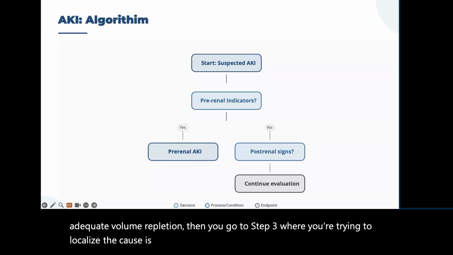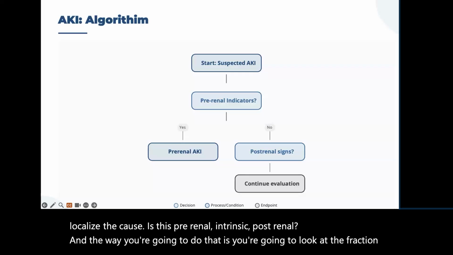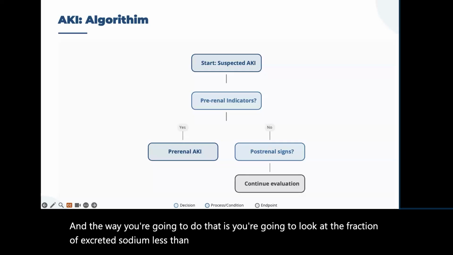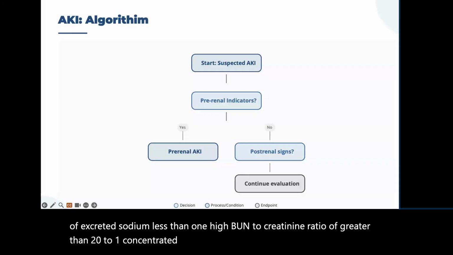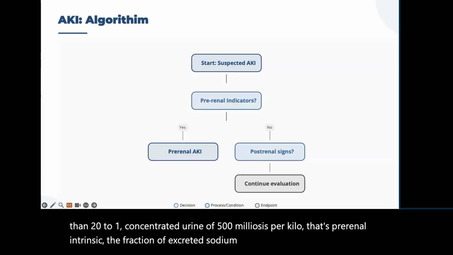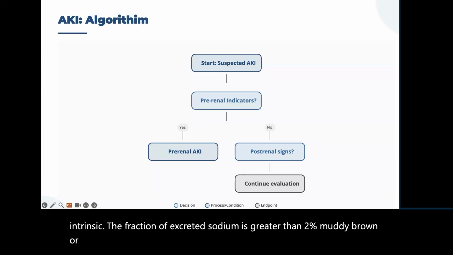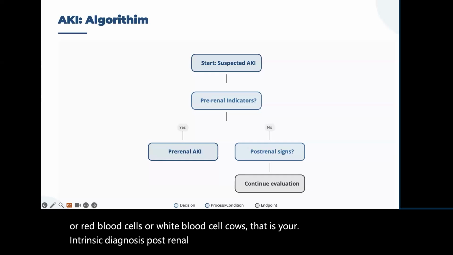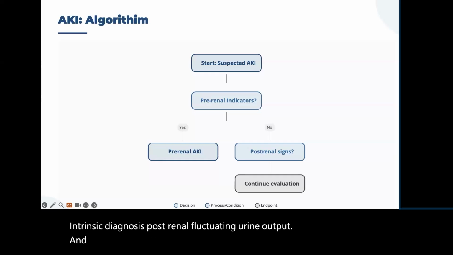Is this prerenal, intrinsic, postrenal? And the way you're going to do that is you're going to look at the fraction of excreted sodium. Less than 1, high BUN to creatinine ratio of greater than 20 to 1, concentrated urine of 500 milliosmoles per kilo, that's prerenal. Intrinsic, the fraction of excreted sodium is greater than 2%, muddy brown or red blood cell or white blood cell casts. That is your intrinsic diagnosis. Postrenal, fluctuating urine output, anuria with bladder distension or hydronephrosis on the ultrasound.